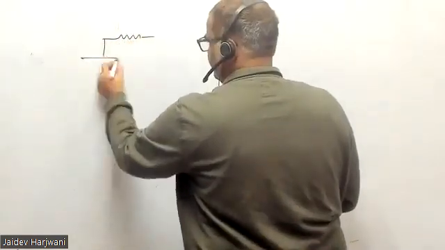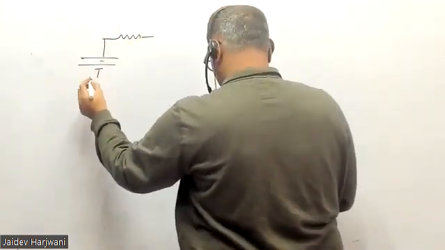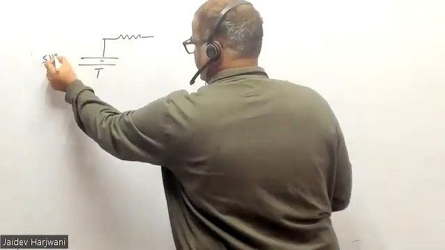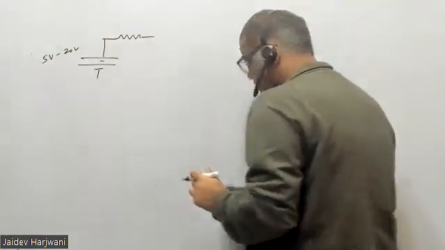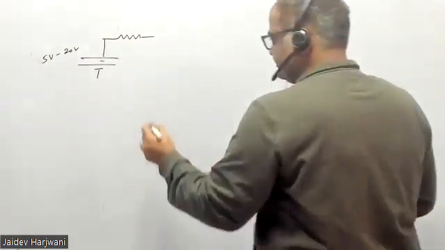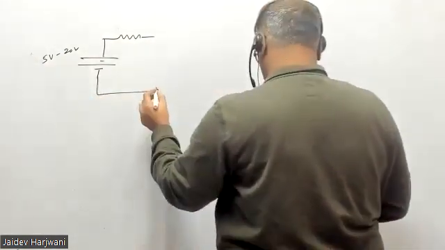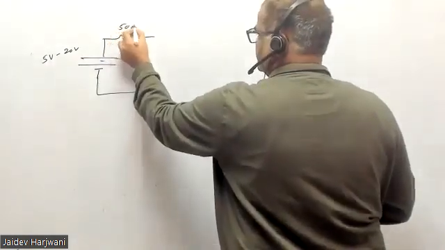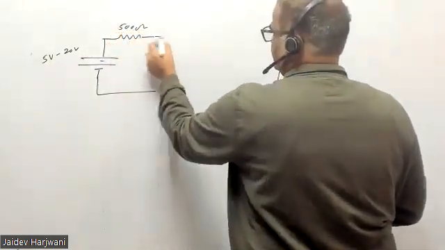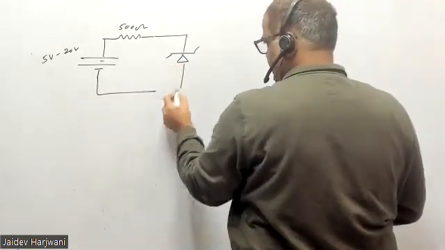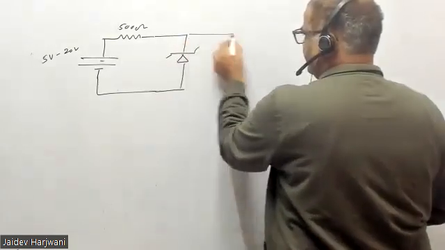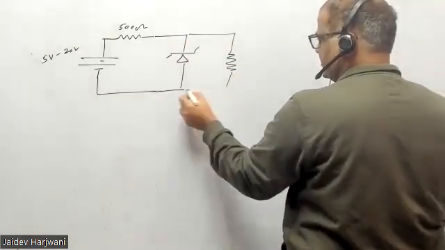The battery is given as 5 volt to 20 volt. And this is a 500 ohm resistance. Okay, this is your Zener diode. And then here a 1 kilo ohm resistance is given.